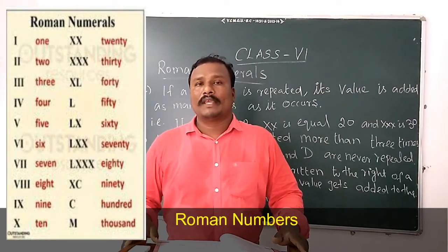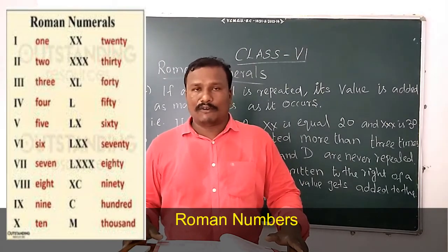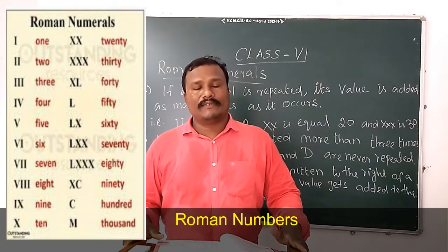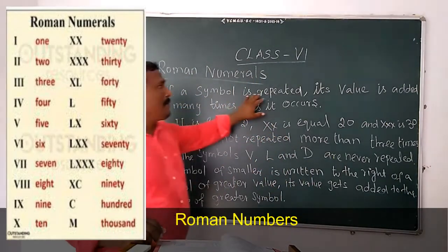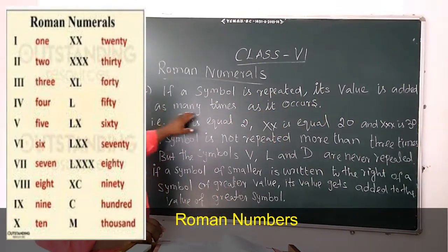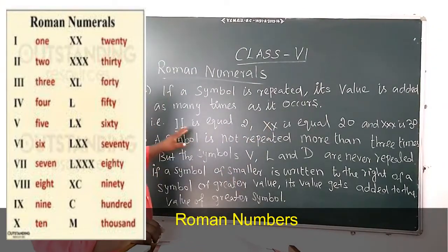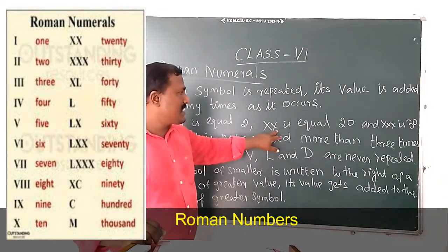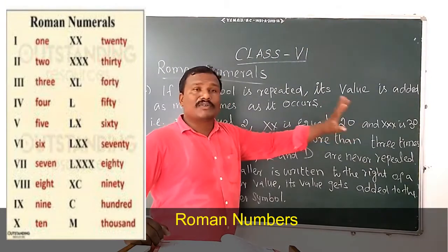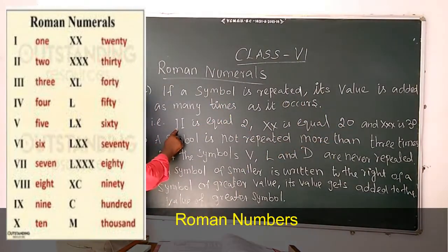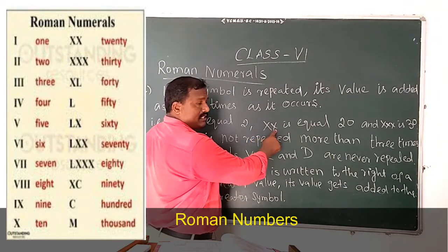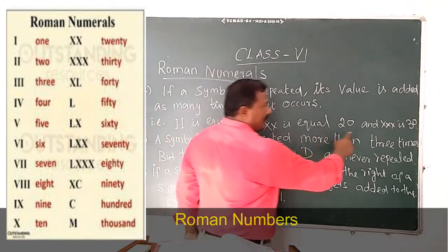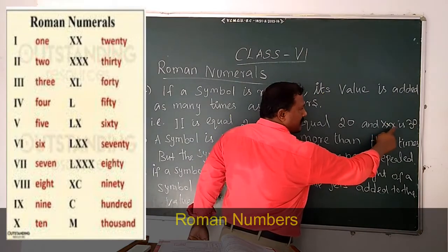Okay, students. I told you when we write Roman numbers, we have to follow the rules. So they are giving some rules, we just follow them. First rule: if a symbol is repeated, its value is added as many times as it occurs. Example, II is equal to 2, XX is equal to 20 and XXX is equal to 30. This value is 1, this value 1, 1 plus 1, 2. This value we know is 10, this value 10, 10 plus 10, 20. Then 10, 10, 10: 10 plus 10, 20, 20 plus 10, 30. So add it.